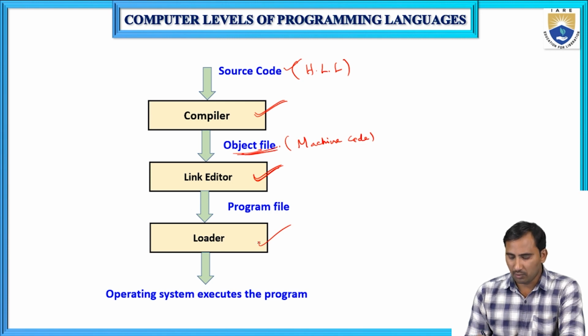Then we give it to the loader. The loader will place that particular program in the memory. From the memory, that program will be executed. The operating system will execute that program from the memory. This is how a program in a high level language is converted into machine understandable code.